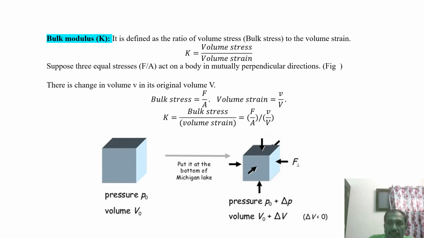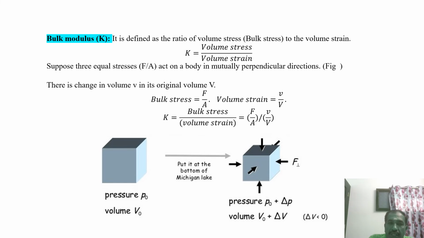So we concentrate on the bulk stress F by A, and the volume strain is equal to the change in volume, small v, by the actual volume, capital V. K is the bulk modulus of the material. This is bulk stress by volume strain. Therefore, K is F by A by small v by capital V. So that is another type of modulus, the bulk modulus.